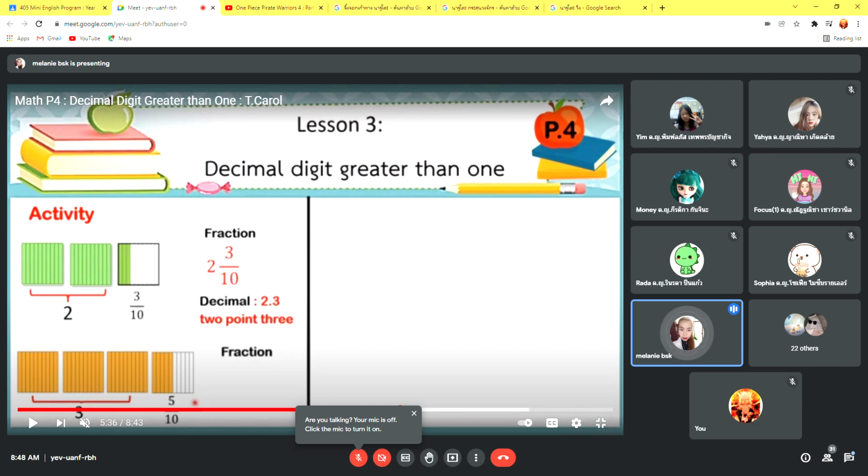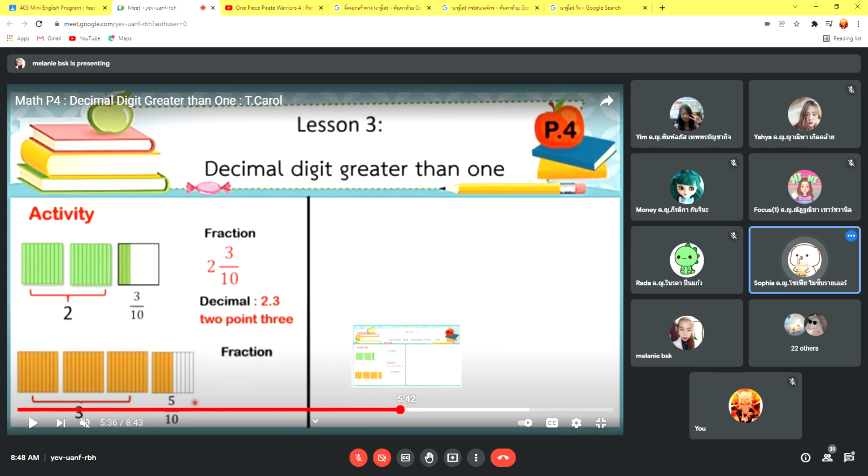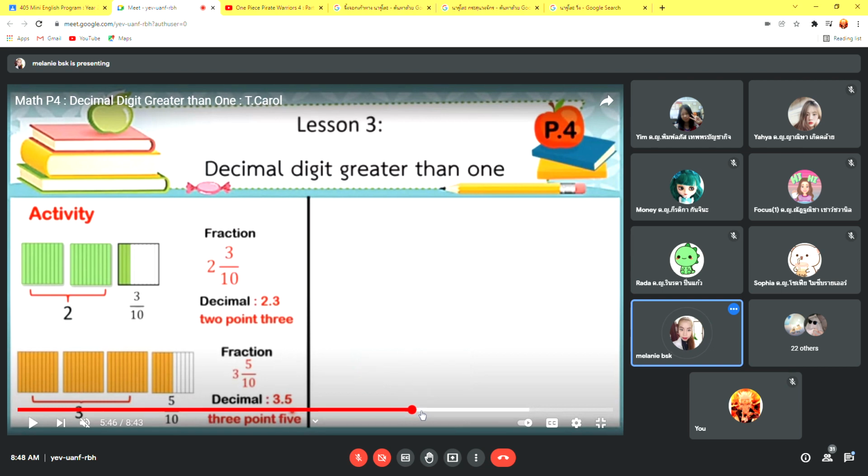Okay, if you're going to write this one in decimal, how are you going to say it in decimal, children? Anybody? Sophia, go on. 3 and 5/10. Okay, 3 and 5/10, children. Next, we're going to move on with the next example.